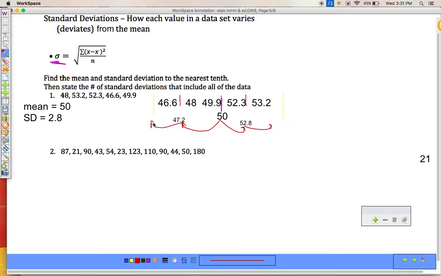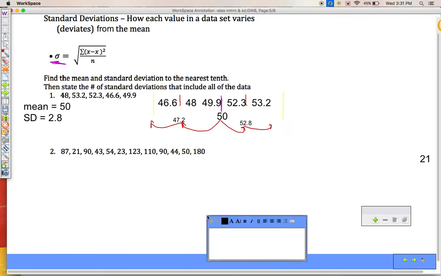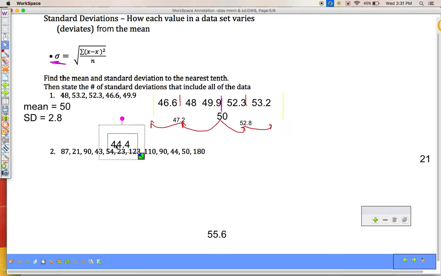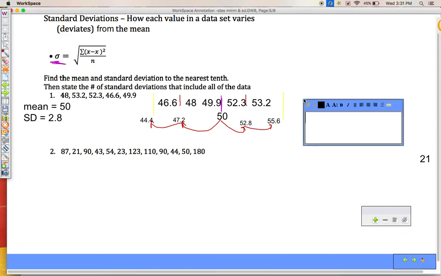and subtract it again. So adding again puts me at 55.6, and subtracting it, let's get calculators, don't have to think, 47.2 minus 2.8, 44.4. All right, so now I'm here and here. Am I outside my lowest and my highest term? Yes, so it's going to take 2 standard deviations to include all of the data.